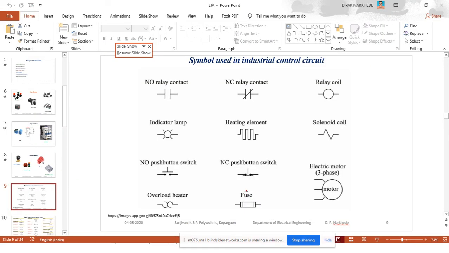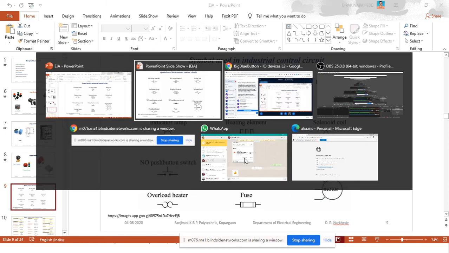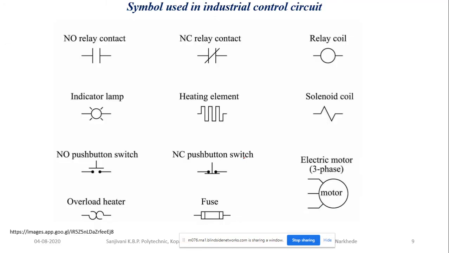Okay. Now, the next thing that we are going to discuss are the various symbols used in the industry. When you draw a control diagram, there are two types of connection in the industry: the control circuit and the power circuit.